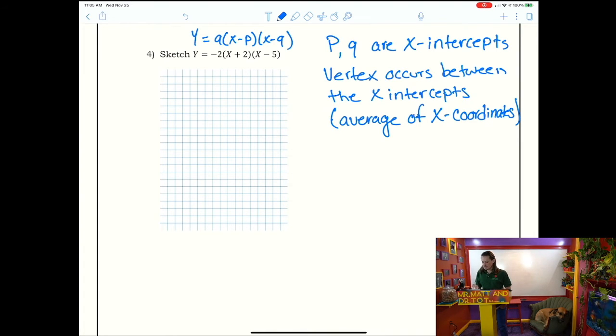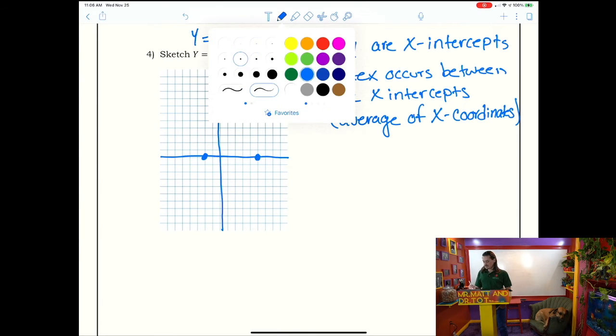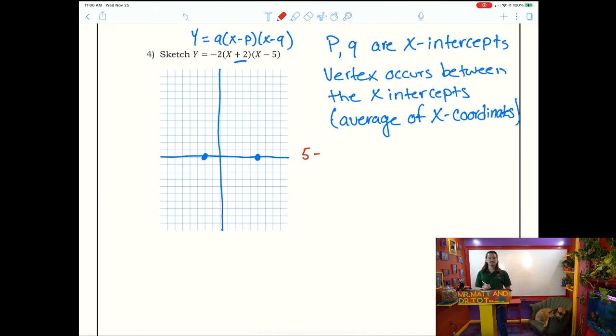So here, p is positive 2, so negative p would be negative 2. So our x-intercepts occur at negative 2 and positive 5. Remember that it's opposite common sense, so you have to switch the sign around. So at negative 2 and at positive 5, we have x-intercepts. If I take 5 minus negative 2, I'm trying to find the difference between the two x-intercepts. So final minus initial. 5 minus negative 2, that's the same thing as 5 plus 2, which is 7. So notice that this has a unit, there's 7 units in between these two x-intercepts.